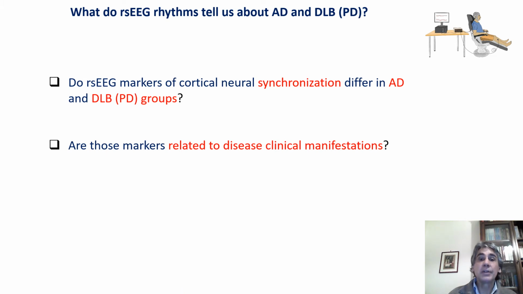So what do resting state EEG rhythms tell us about Alzheimer's disease and Lewy body diseases? In our studies, we addressed the hypothesis that resting state EEG markers may reflect cortical neural synchronization in a different way in Alzheimer's disease and Lewy body diseases, and that the resting state EEG markers may be related to clinical manifestations of these diseases.